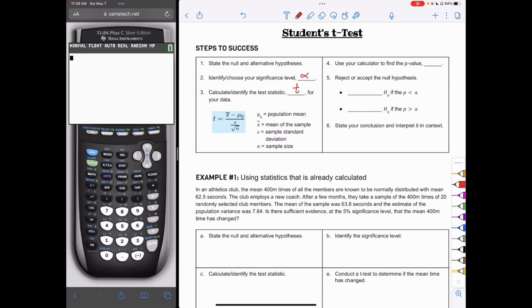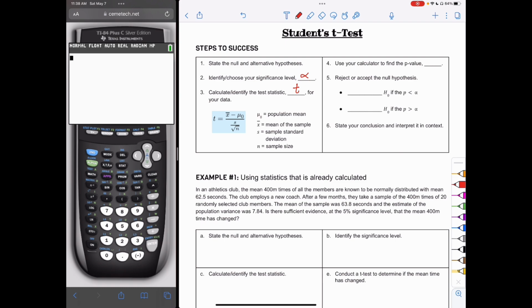Now, the equation for your test statistic is equal to the mean of the sample, which is X bar, subtract the mean of your population, which is mu sub 0, divided by the sample standard deviation, divided by the square root of the sample size. So once we calculate our test statistic, and I am going to show you how to do it in the calculator as well as by hand, so don't worry.